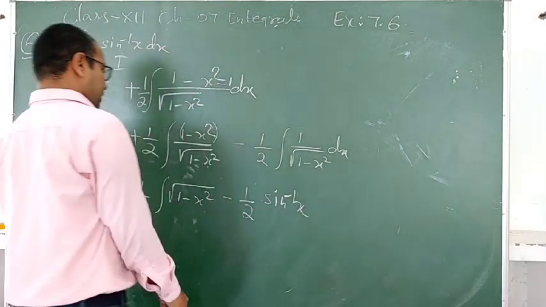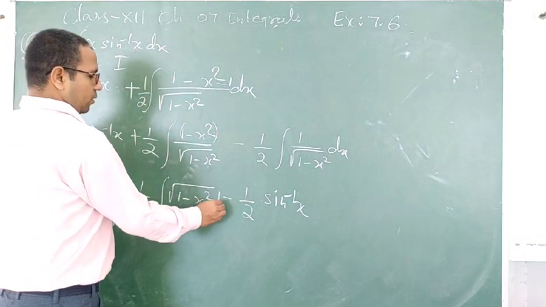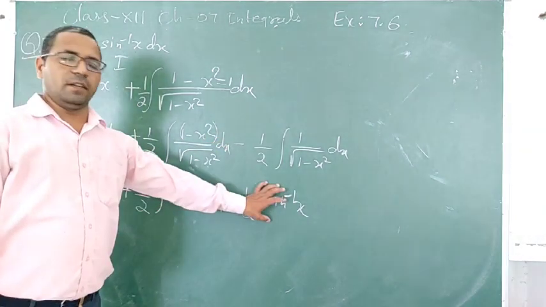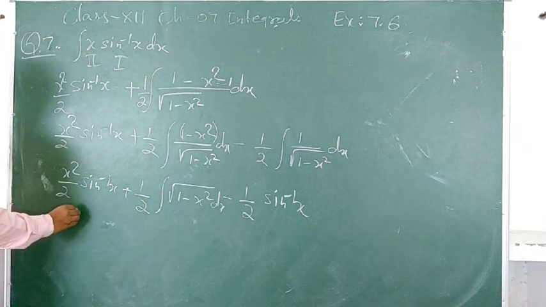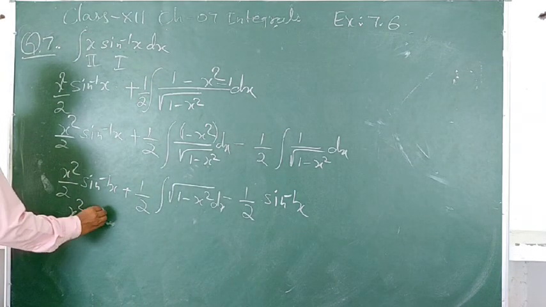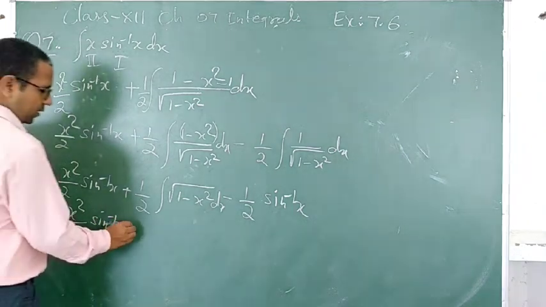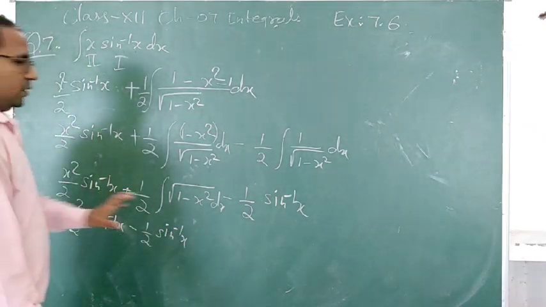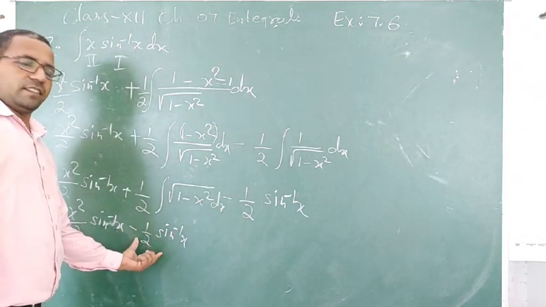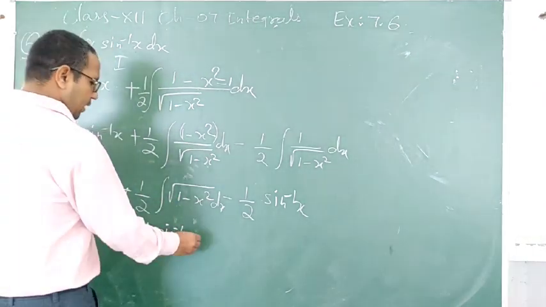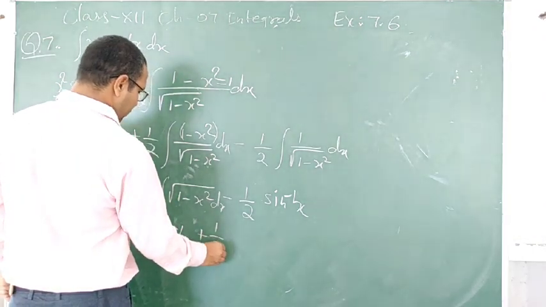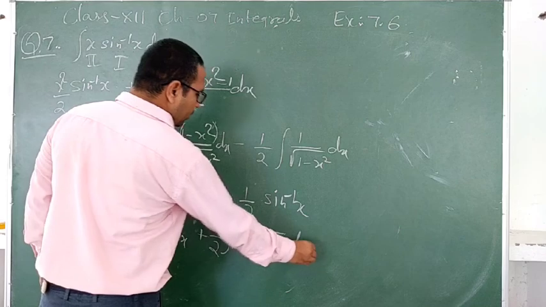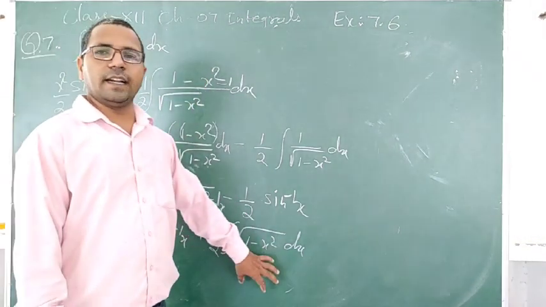And now we have to integrate this portion along with this one as a dx. So we have to integrate this portion, it will remain the same. So x square by 2 sin inverse x minus 1 by 2 sin inverse x, and this portion we have taken as the second term, and this one just at the last. So 1 by 2 integral root 1 minus x square dx. So now students, we have to integrate these portions only.